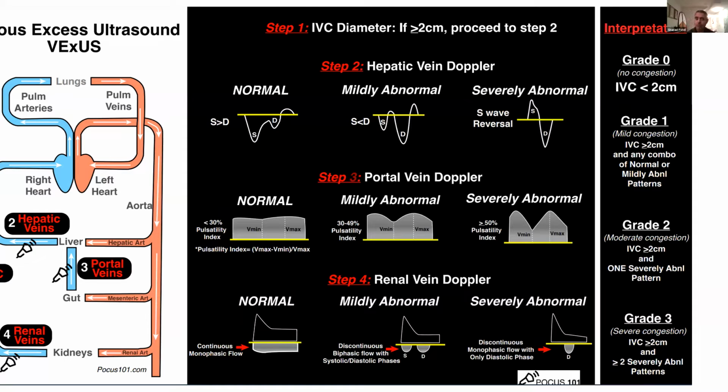So if I have pretty severe disease, I'll use higher amounts of diuretics to get to my goal. But when you're talking about the VEXUS protocol and venous congestion, the first step I usually do is look at the IVC. The IVC is something that's been around in the POCUS world for quite some time.